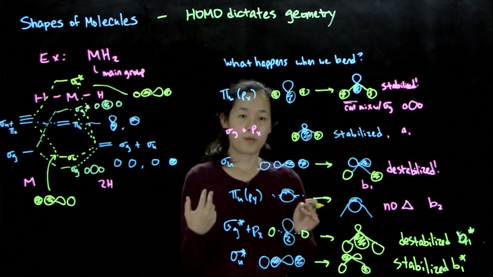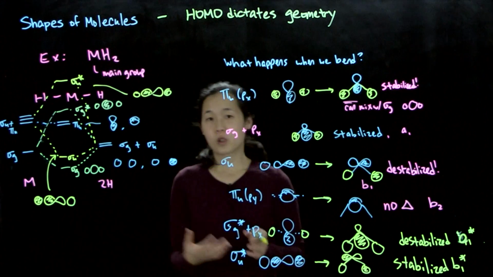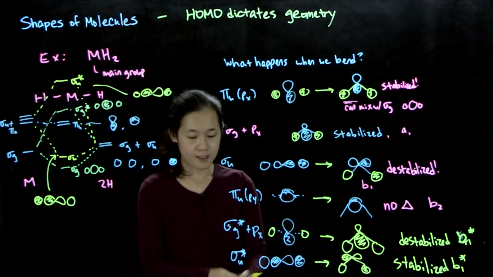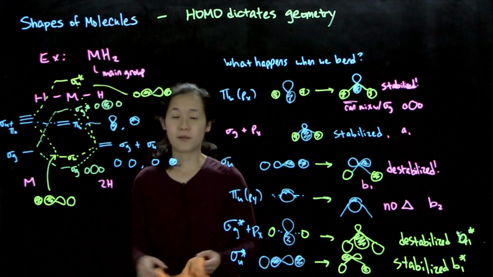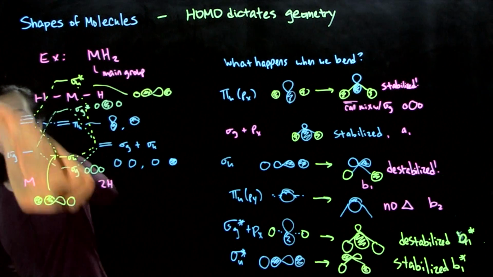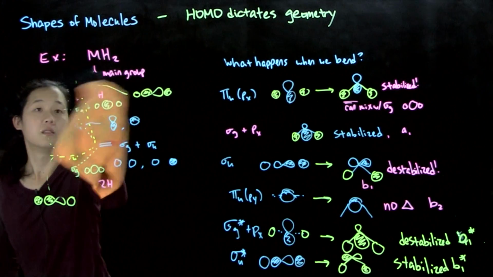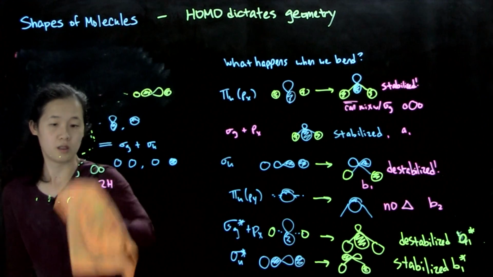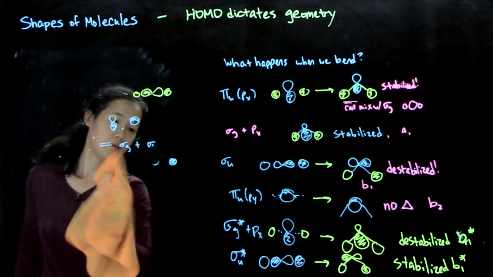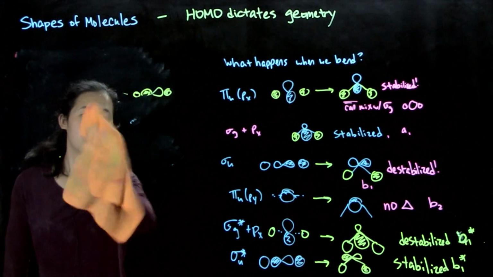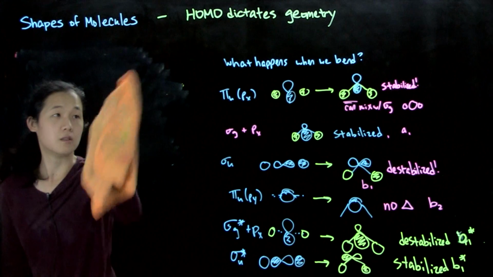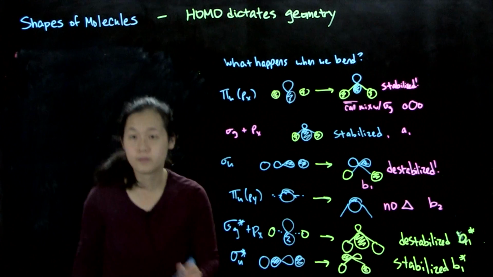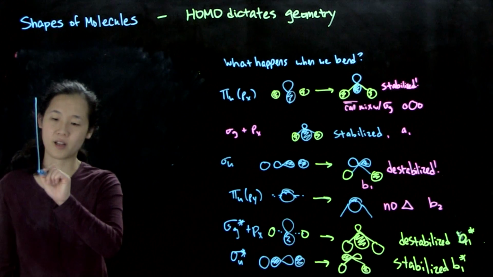So what we can do is plot what's called a Walsh diagram or a correlation diagram to see how changing the geometry affects our overall energies. So give me 2 seconds to erase. So here's our correlation diagram.